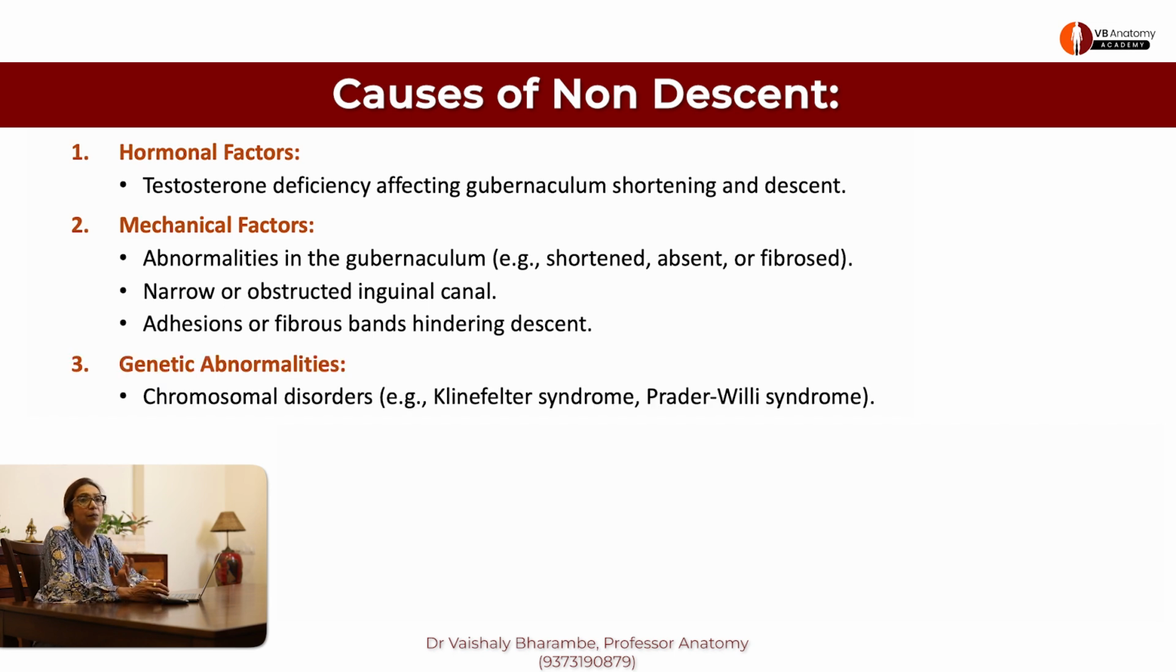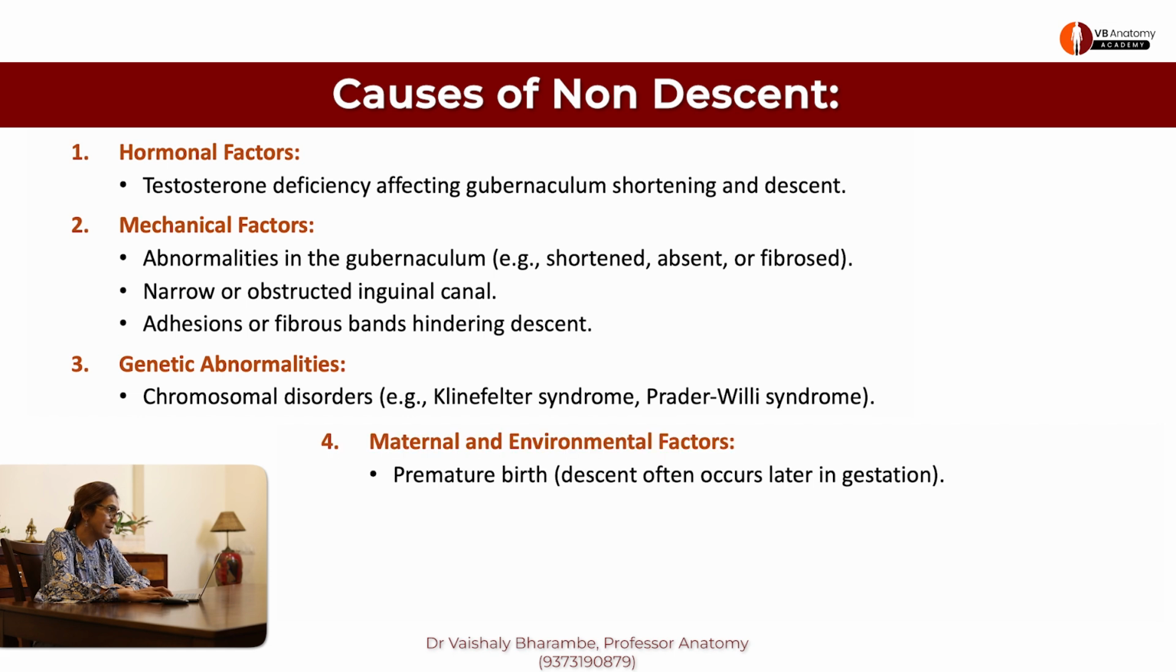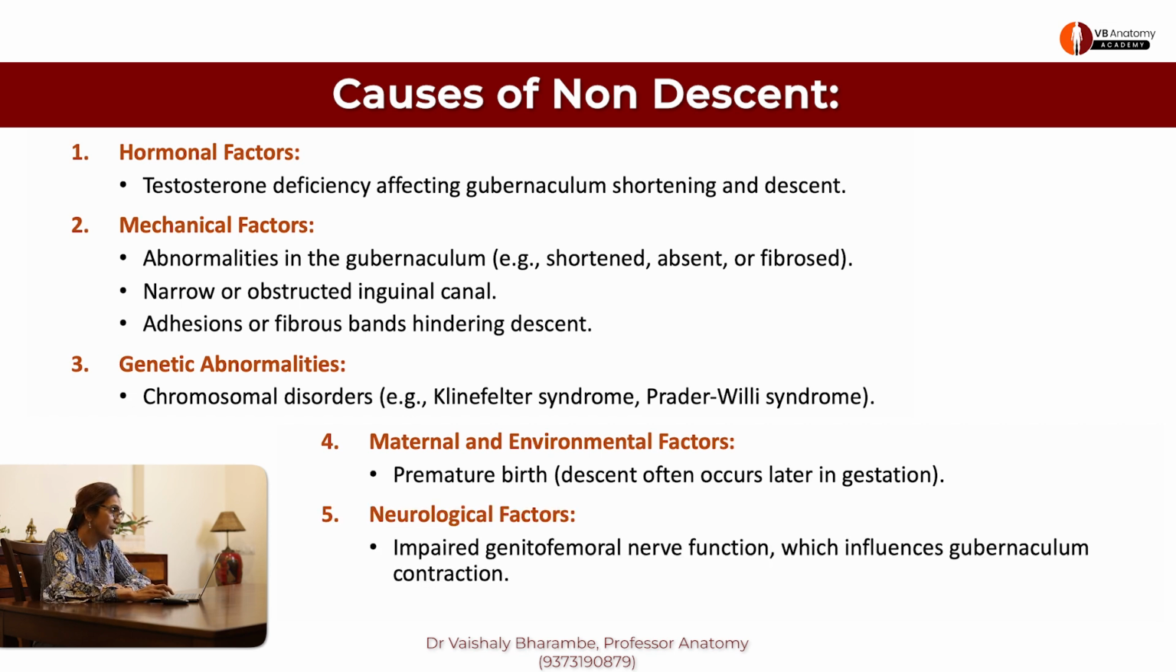Or genetic abnormalities. If the person has Klinefelter's, if the person has Prader-Willi syndrome, then there are chances of non-descent. Maternal and environmental factors such as, she may just have a premature delivery. If she is delivered in the 7th month, what are the chances of testes having descended by then? Obviously, you are going to have undescended testes.